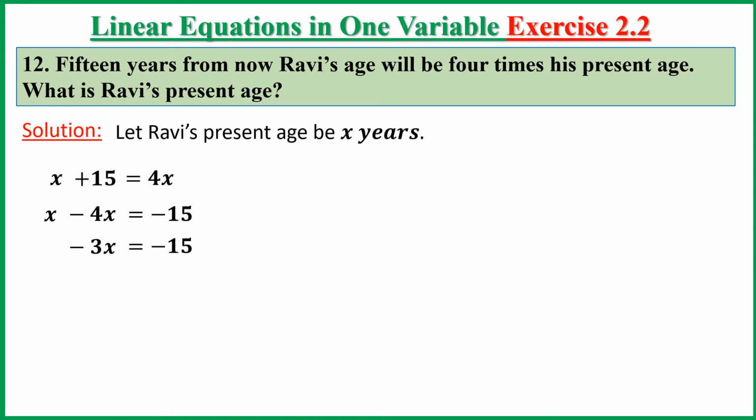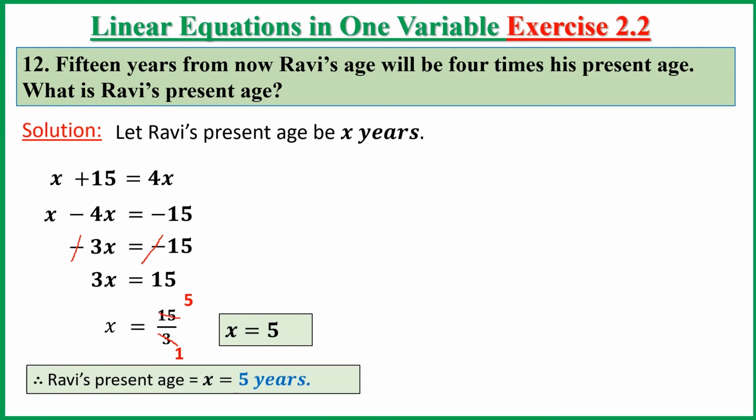So here we have minus on both the sides, so we can cancel it. Minus minus is plus. So our next step is 3x equals 15. Now 3 is multiplied with x, which is equal to 15. So when transposing 3 to our right hand side it will become division. So x is equal to 15 by 3. Again this can be simplified, 3 ones are 3 and 3 fives are 15. So x is equal to 5. So what is Ravi's present age? Ravi's present age, that is x, is equal to 5.